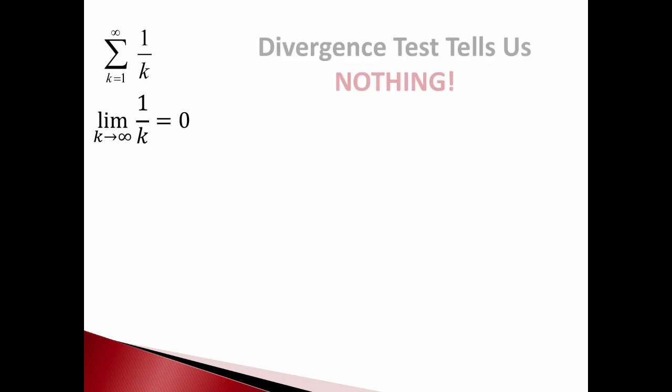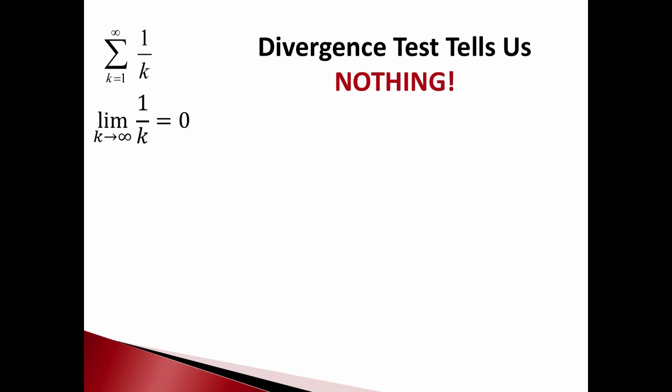Okay, let's try one more. Here's the sum of just 1 over k. Well, if I check, put my thumb over the sum, the limit of 1 over k, of course, that goes to 0, right? So this ought to tell us it converges, right? Wrong.